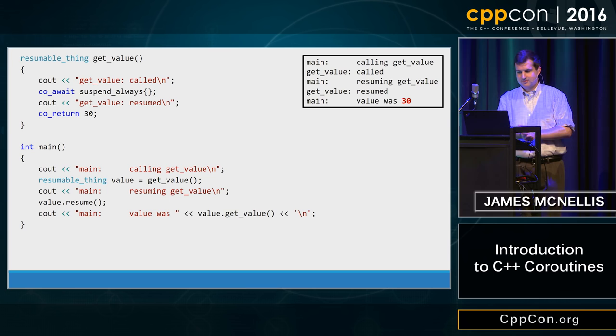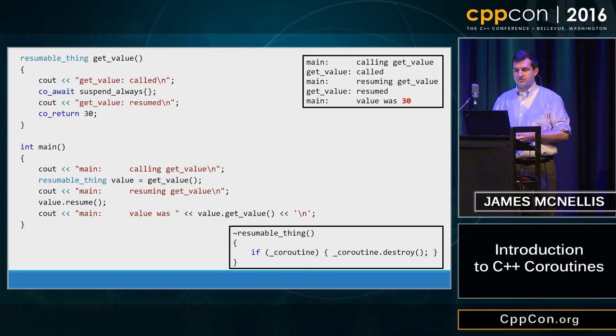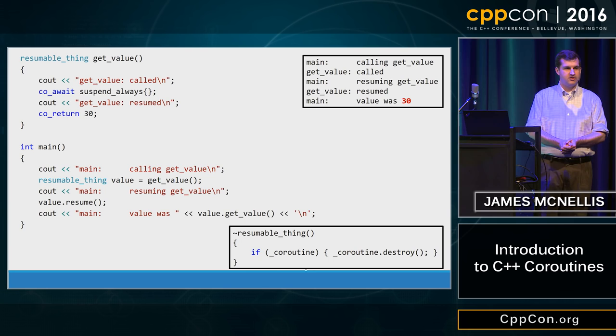So when does the coroutine actually get destroyed then? Have we just leaked it? And the answer is no, because in the destructor that we wrote a while ago, we actually check and say if the coroutine was valid, then we're going to call destroy on it explicitly.